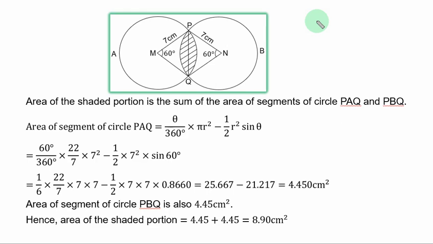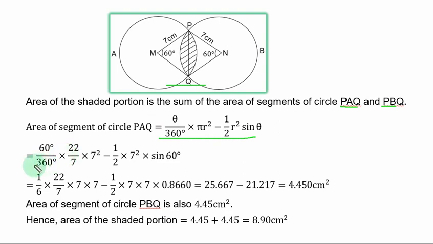So what I just said is what you have here. So area of the shaded portion is the sum of the area of segments of circle PAQ and PBQ. So area of segment is this. The angle is 60 degrees and the radius is 7. Once you do for one, you add both together.